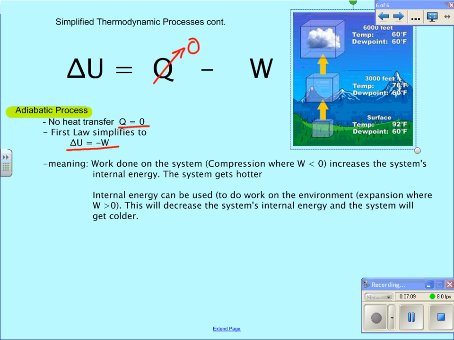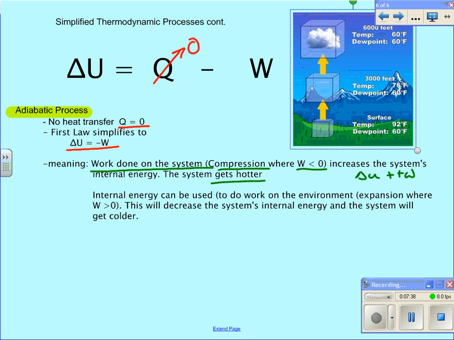This is the one that students typically have to slow down a little bit on, thinking about positive versus negative work. If work is done on the system, that means we're compressing it, so work would be a negative value. So if I do that, I get minus a minus work. That means these become pluses, and delta U increases. So the system has an internal energy increase, and the system would get hotter as a result.